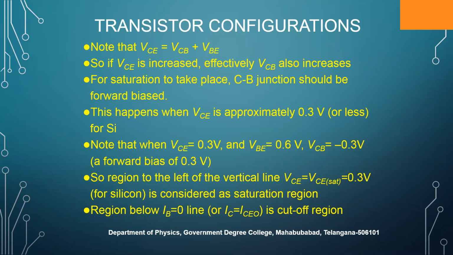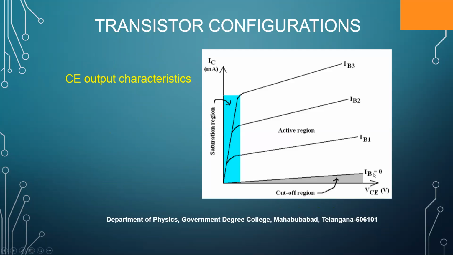So the region to the left of the vertical line, that is VC equal to VC saturation, equal to 0.3 volts for silicon, is considered the saturation region. The region below the IB equal to 0 line, that is the region below IC with IB equal to 0, is called the cutoff region.